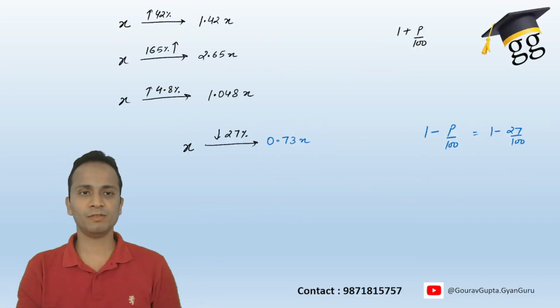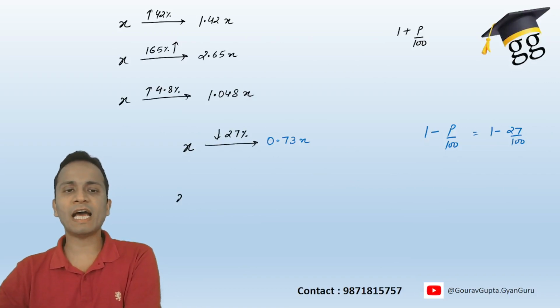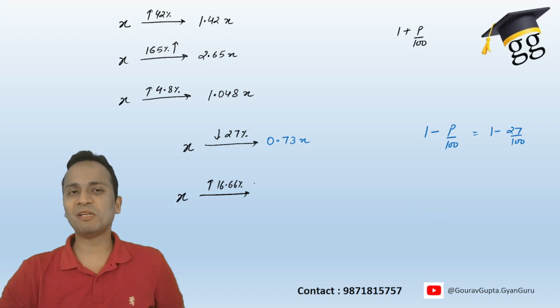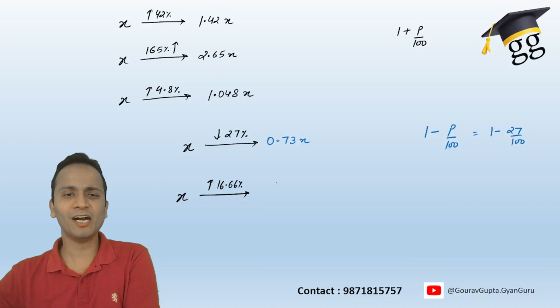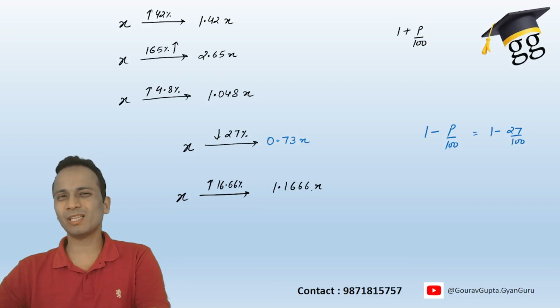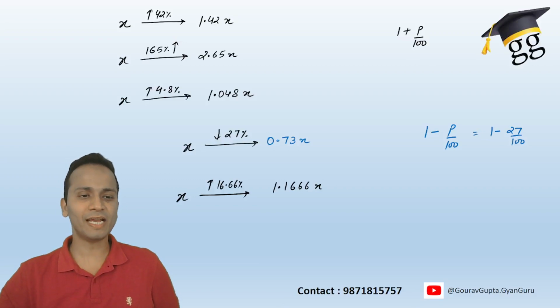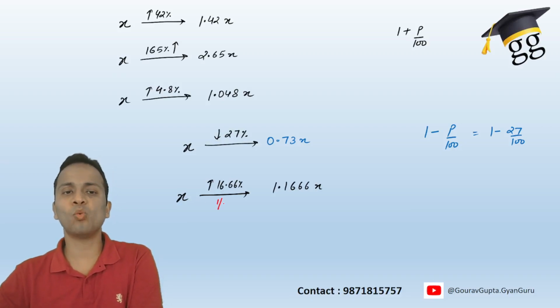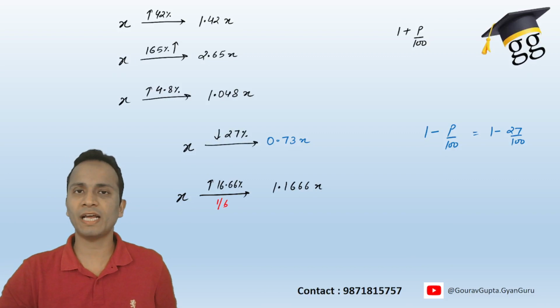For example, let's say I have to increase x by 16.66 percentage. Okay, so अगर मैं इसको डेसिमल में लिखता हूं तो डेसिमल में लिखने में क्या आएगा, 1.1666x. बहुत इनकन्वीनियंट लग रही है ना वैल्यू, राइट? But if you know that 16.66 percentage is 1 by 6 in terms of fractions.